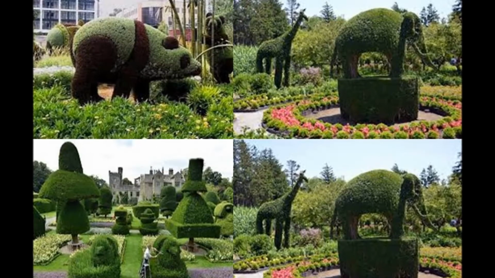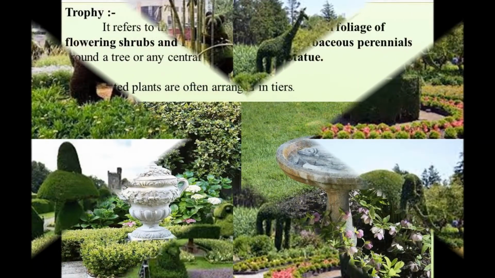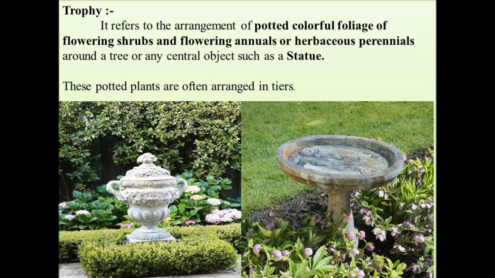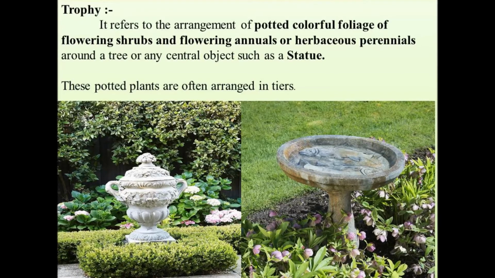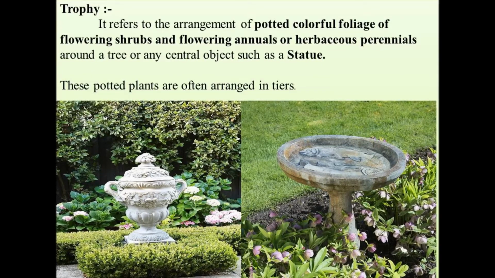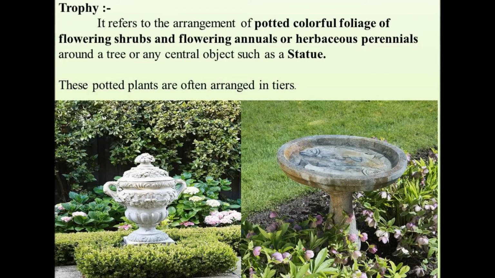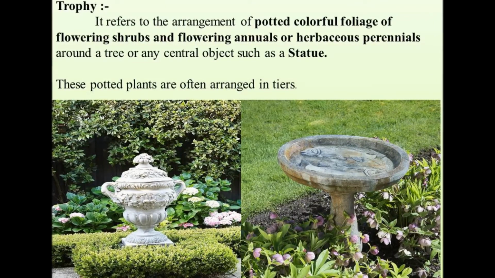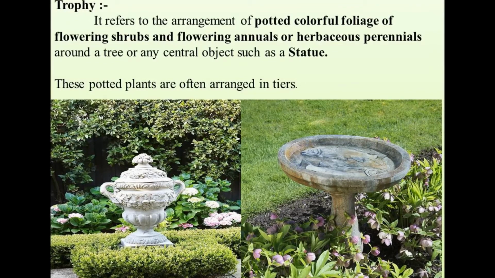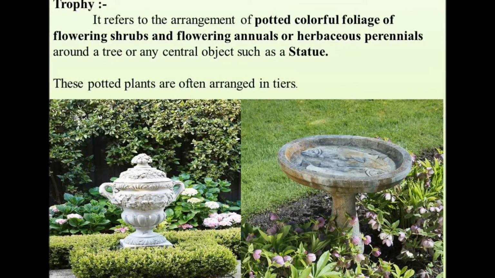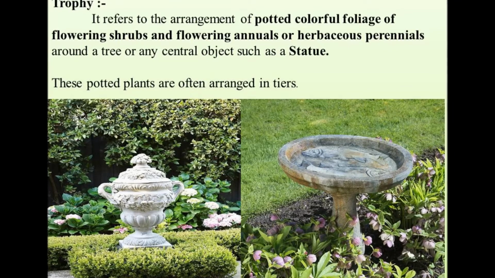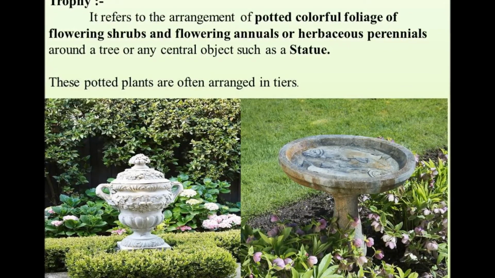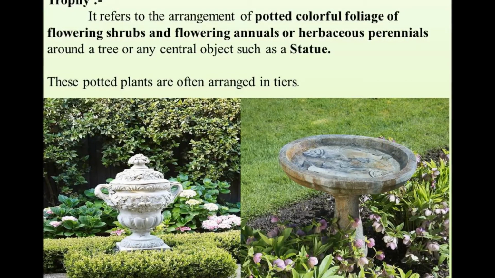Then we discuss the next feature, that is the trophy. Here the meaning of trophy is the arrangement of potted colorful foliage or flowering shrubs or flowering annual or herbaceous perennial plants. These plants are arranged around a tree or any central object such as a statue or stone sculptures.